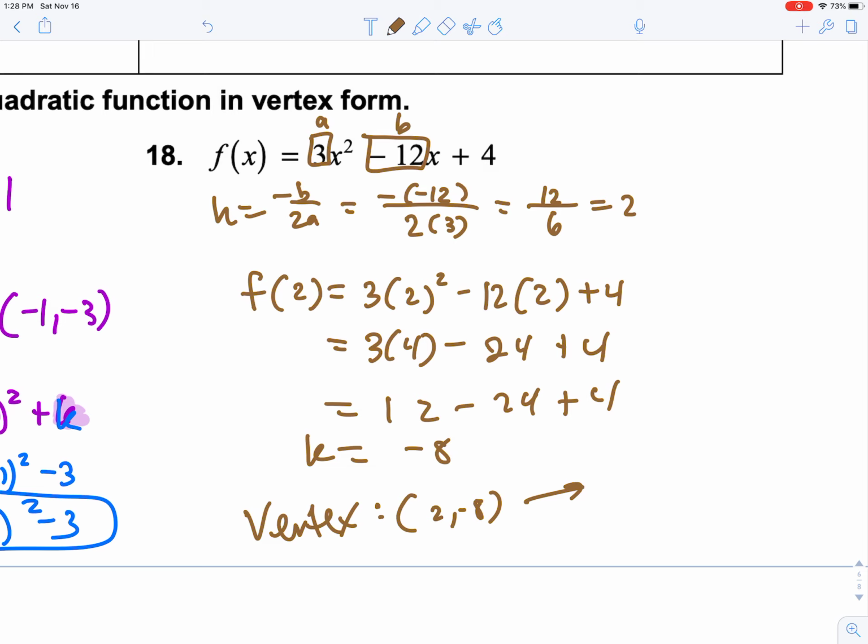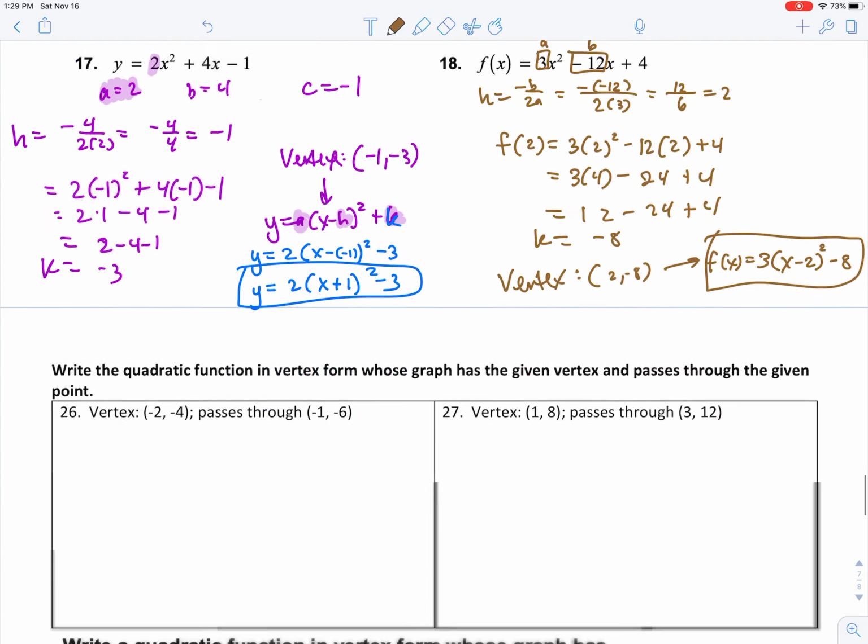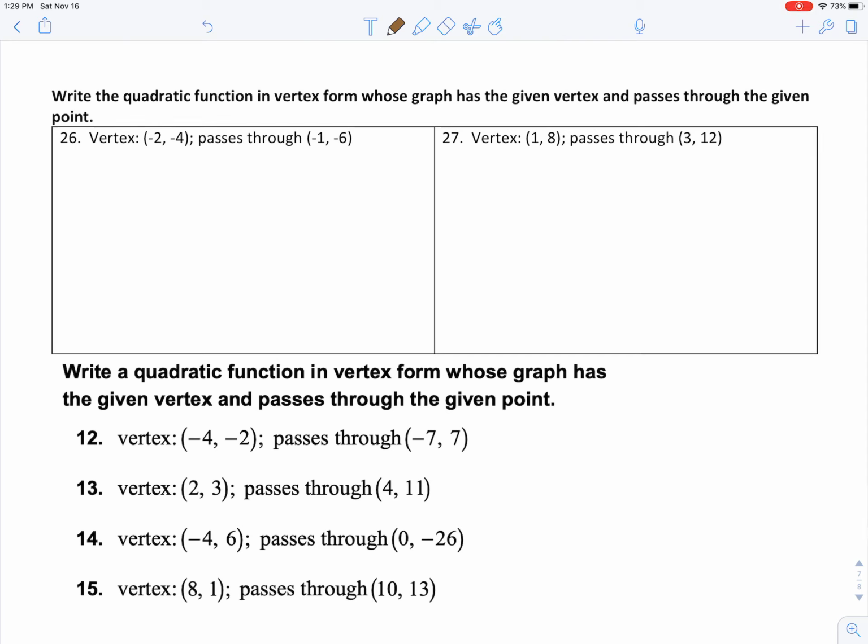So if I put that into my vertex form, it's going to be f of x is equal to a. Well, we know our a is actually 3. X, remember, it's x minus h, so it looks like a negative 2, and then I get another minus 8 there. All right, let's move on to a problem like 26 and 27.